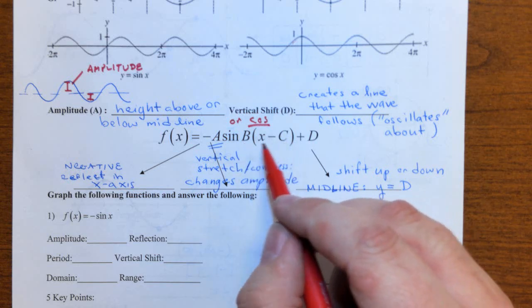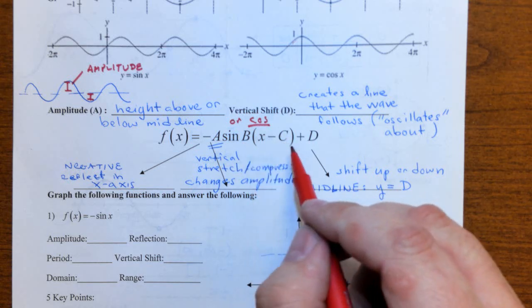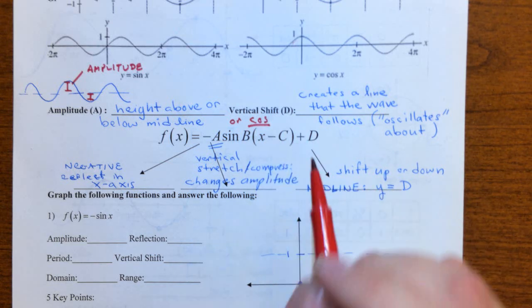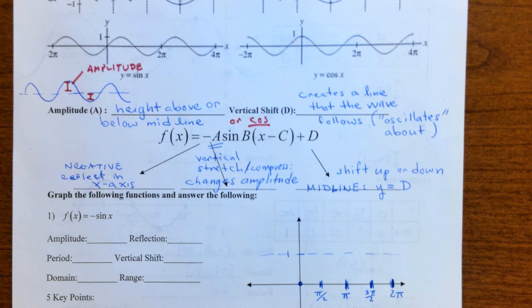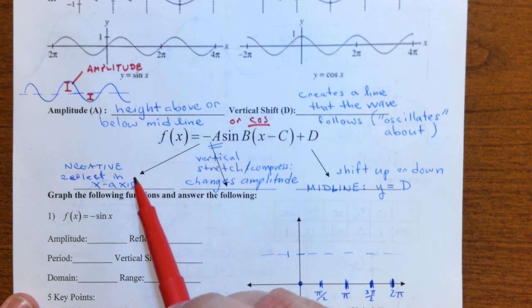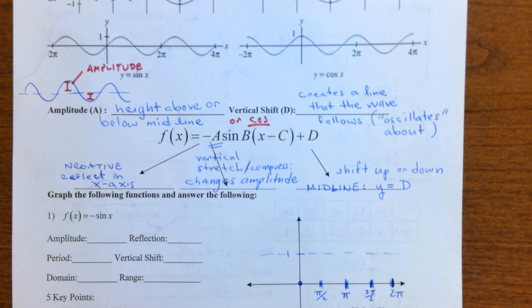This will be discussed in our next lesson. This is how the graph can be changed in the horizontal direction. And then I see this plus d. So again, this negative will reflect the graph in the x-axis. A, right there, will cause a vertical stretch or compression that will change the amplitude of our graph.